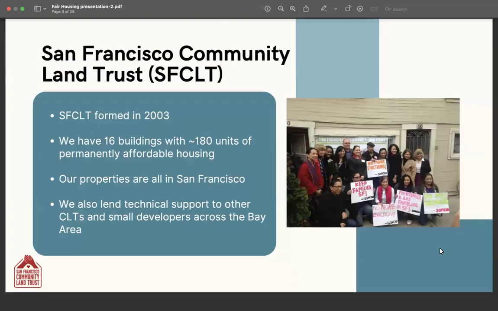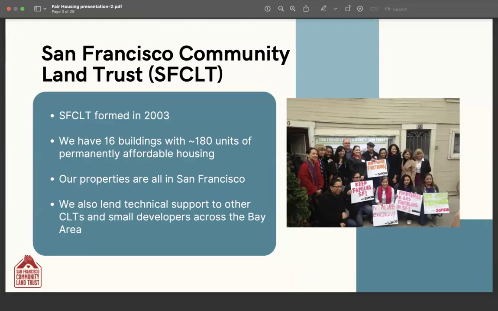Okay, and I would like to introduce you to the San Francisco Community Land Trust. SFCLT was formed in 2003 to combat displacement pressures in San Francisco. Today, we own and steward 16 buildings with approximately 180 units of permanently affordable housing for either rent or limited equity cooperative ownership. And we're about ready to add another building to that group. All of our properties are located in San Francisco.